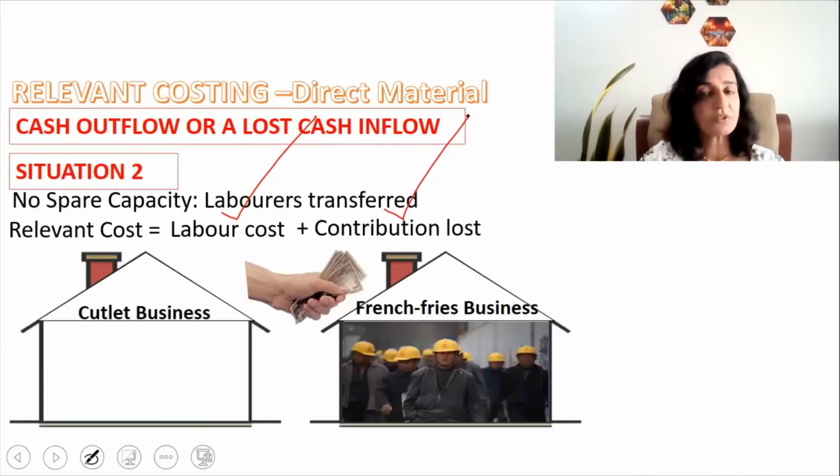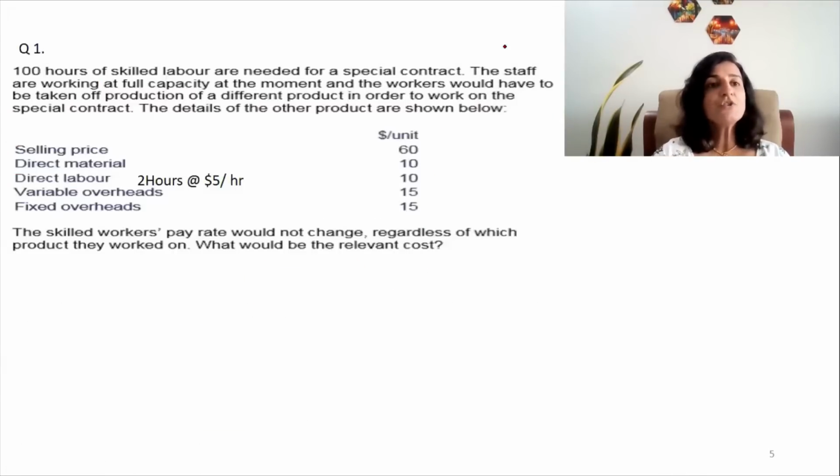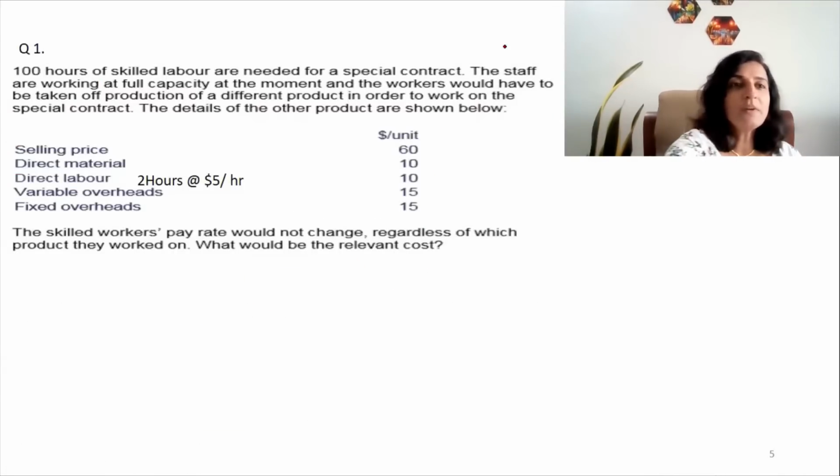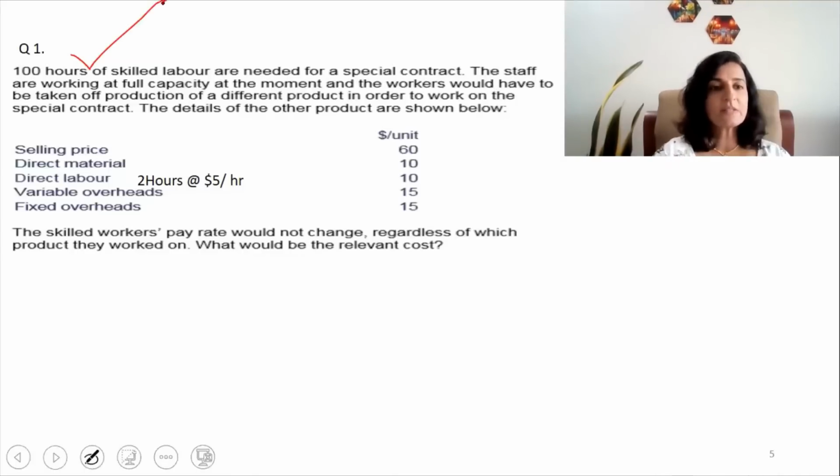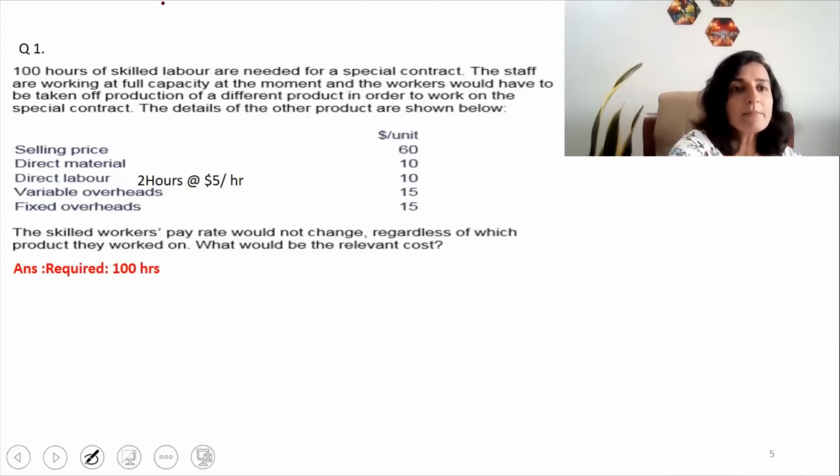So question number one, 100 hours of skilled labor are needed for a special contract. So we need 100 hours. So let's make a note of it. Required 100 hours for the new contract. The staff are working at full capacity.